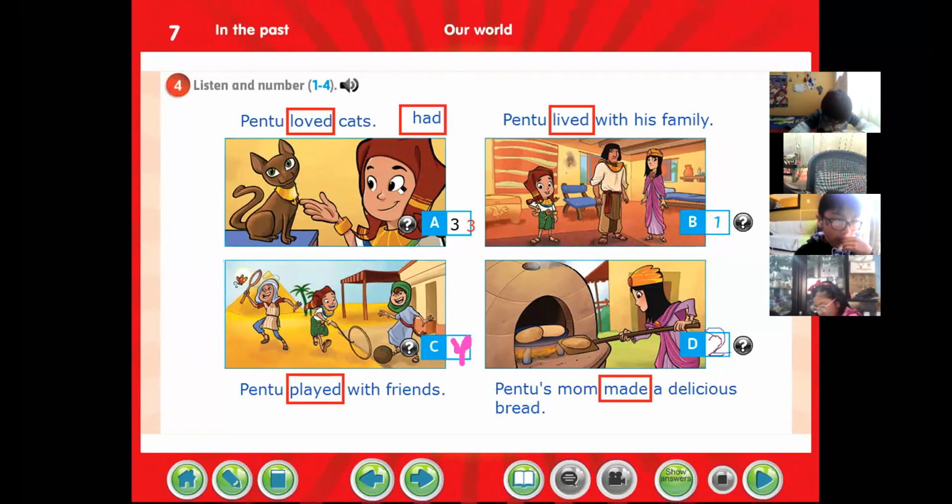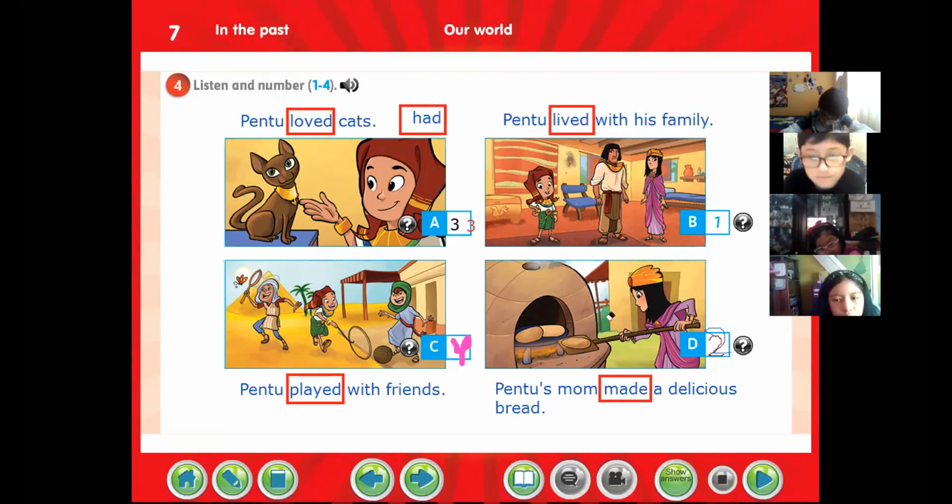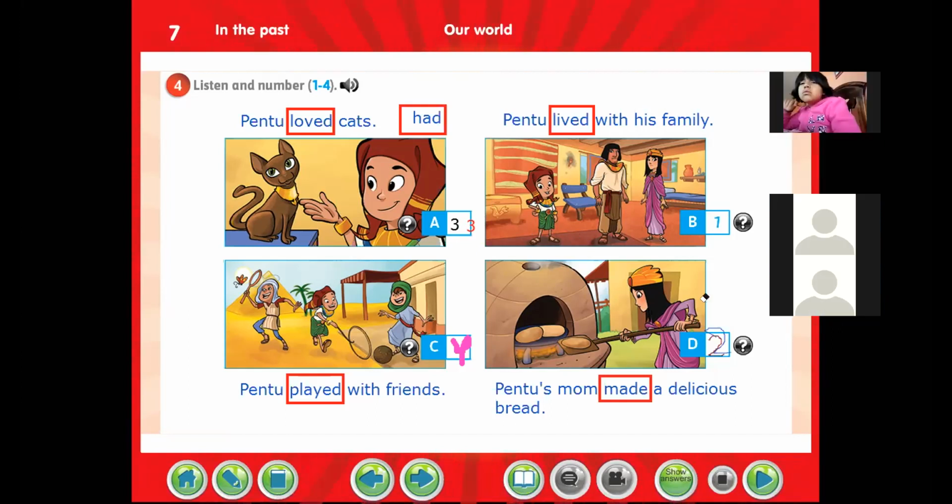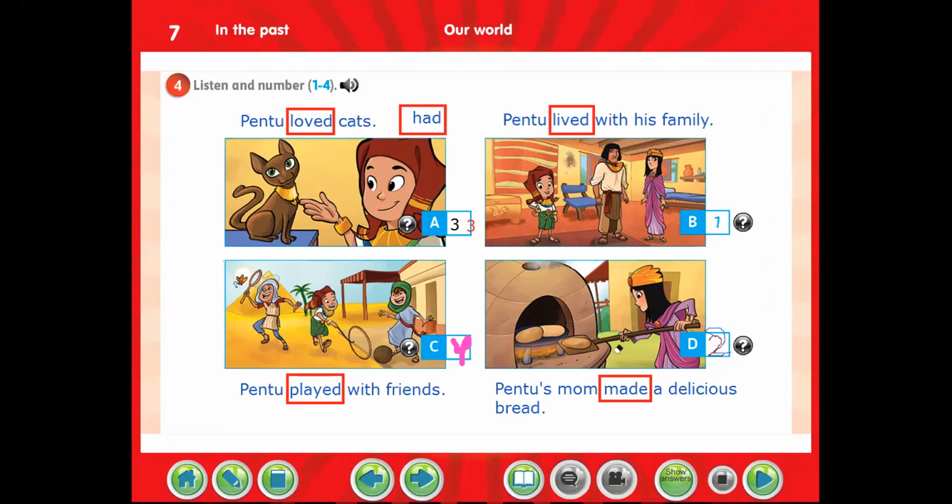Good. Did you finish this sentence? Jose Carlos, did you finish? Joaquin, did you finish the sentence? Did you copy this, Genesis? Oh, excellent, Genesis. Copy this sentence. Now, if you finish, please open your ELT book and open your platform. Let's work in the platform. The same in the platform, we are going to work with past tense.